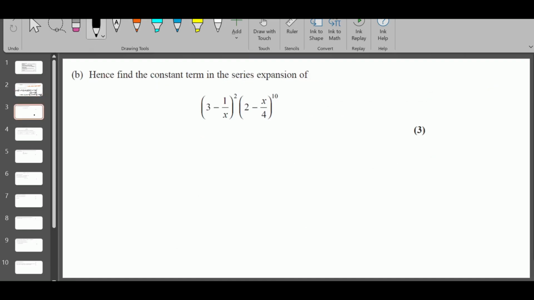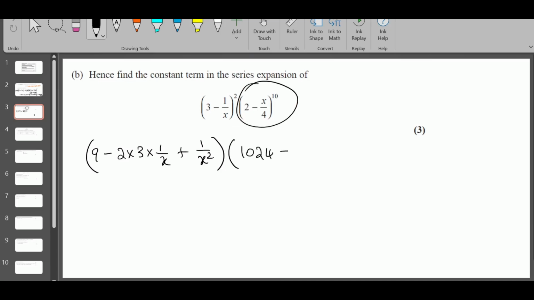Part B, hence find the constant term in this series. Okay, I'm going to expand this. (a minus b) whole square is a square minus 2ab plus b square, times here. I'm going to write the expansion from part A: 1024 minus 1280x plus 720x square minus 240x cubed.